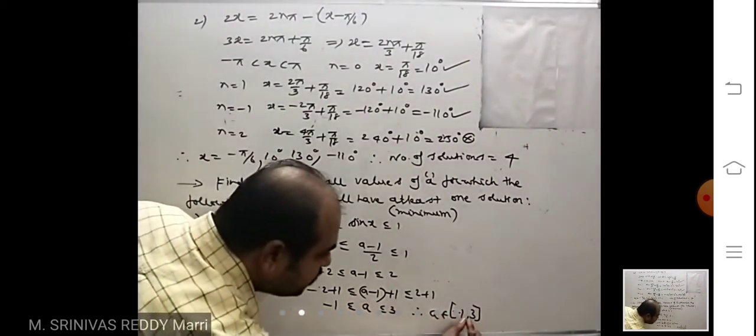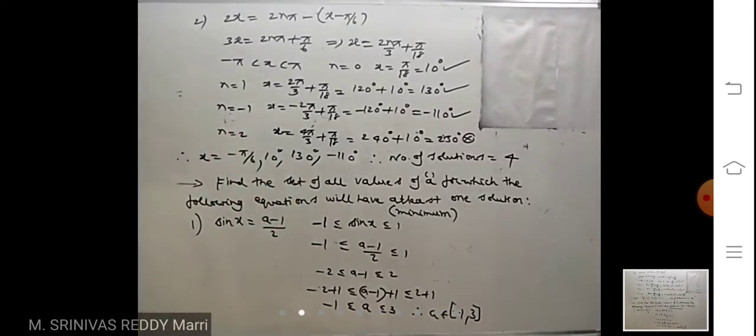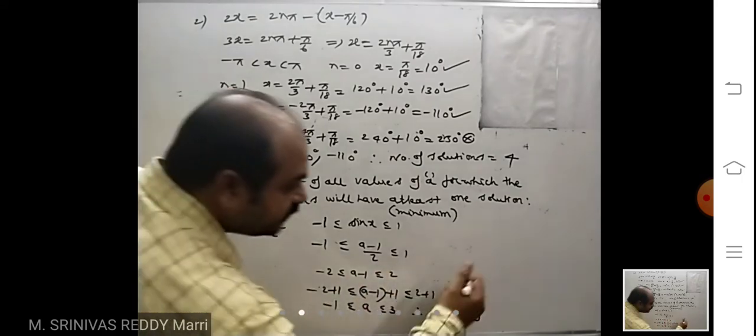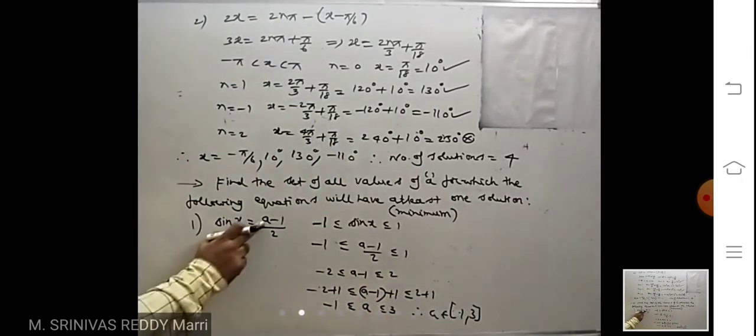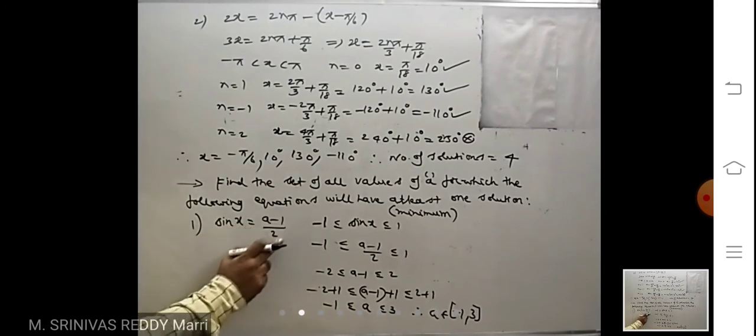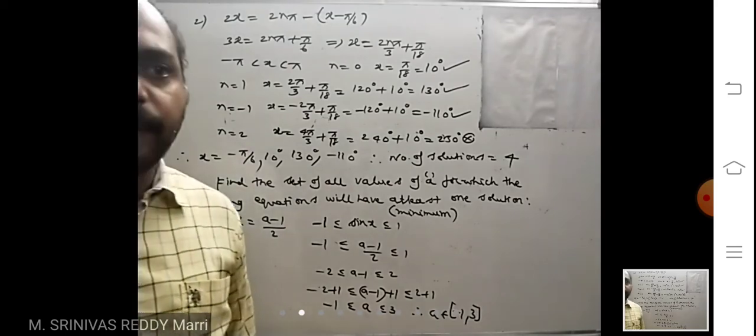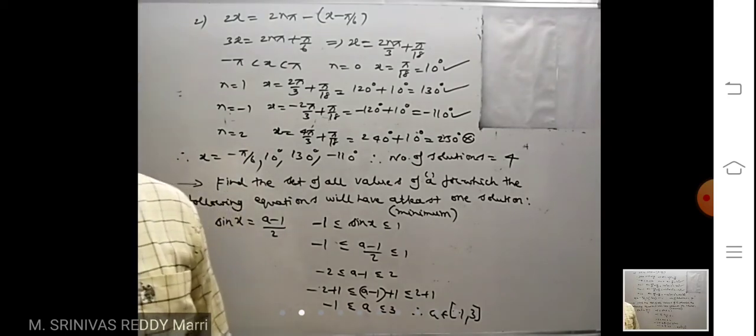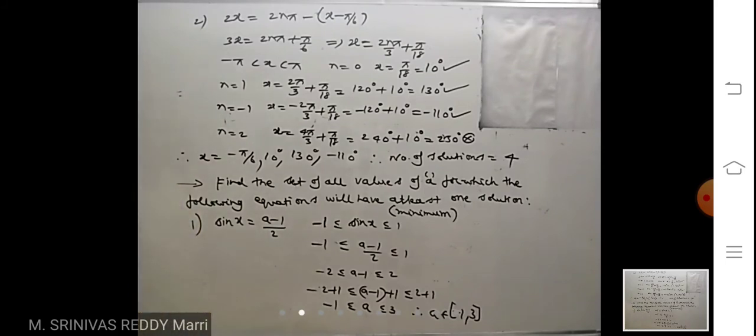In these values you substitute any value, you will get between minus 1 and 1 only. Suppose a equal 0, look, it is in between. 0 minus 1 by 2, what you will get? Minus 1 by 2. That is possible. Now substitute an outside value. Suppose 4: 4 minus 1 by 2 is 3 by 2, that is greater than 1. 3 by 2 means 1.5. You will not get any solution.